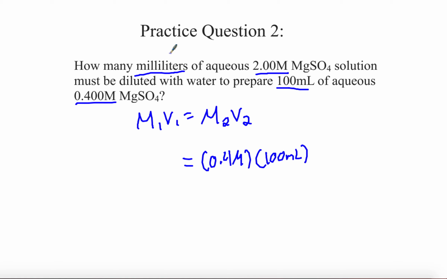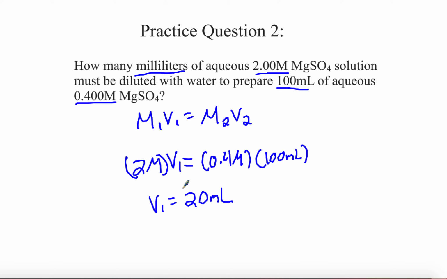Now we want to know how many milliliters of the original 2 molar solution we need, so we're solving for V1 here. Since we know that the original is 2 molar, just plug that in. We have V1, and now we just have to solve for the original volume. Doing a little bit of algebra here, you get that V1 is going to equal 20 milliliters. So what this tells me is that if I have a 2 molar solution, I will need 20 milliliters of that solution. I must dilute it up to 100 milliliters, and the concentration of that will be 0.4 molar.